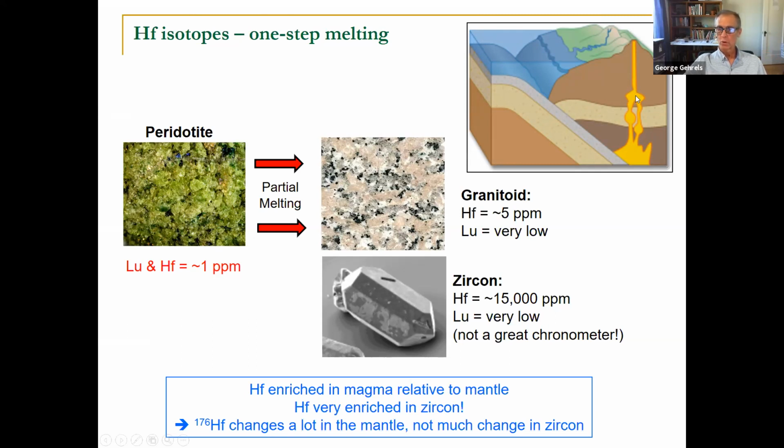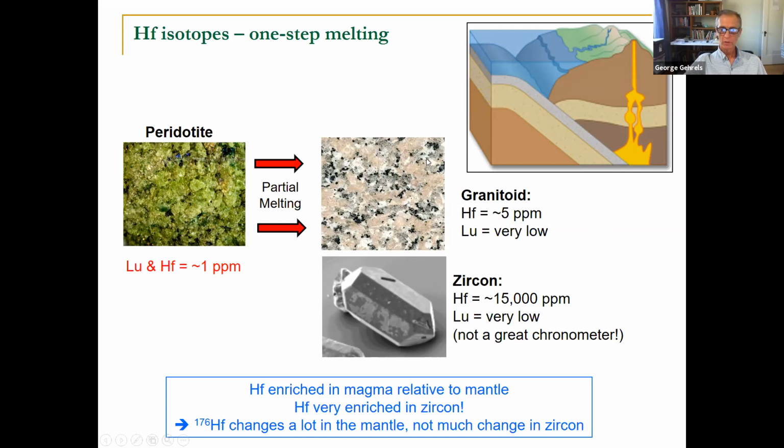And let's imagine that we're going to crystallize some magma here in the crust, and it's going to be a granitoid. So there's a separation that takes place in the melting process here, such that hafnium becomes enriched in that granitoid, but lutetium does not. Lutetium tends to stay in the peridotite, whereas hafnium tends to come up with the magma into the granitoid.